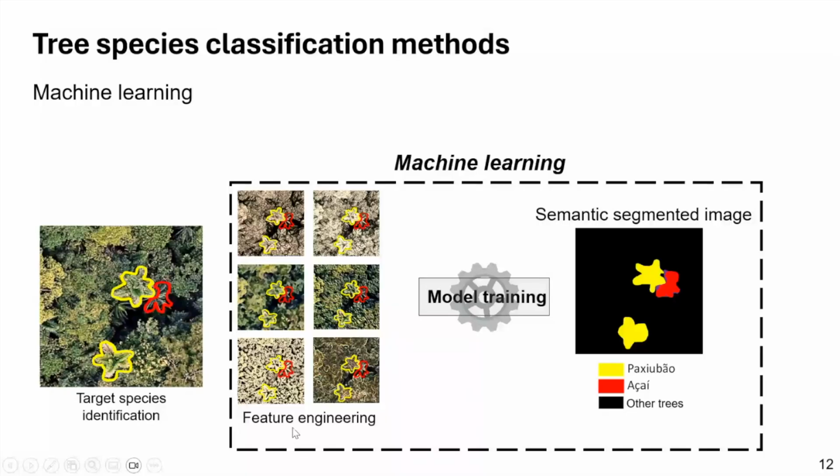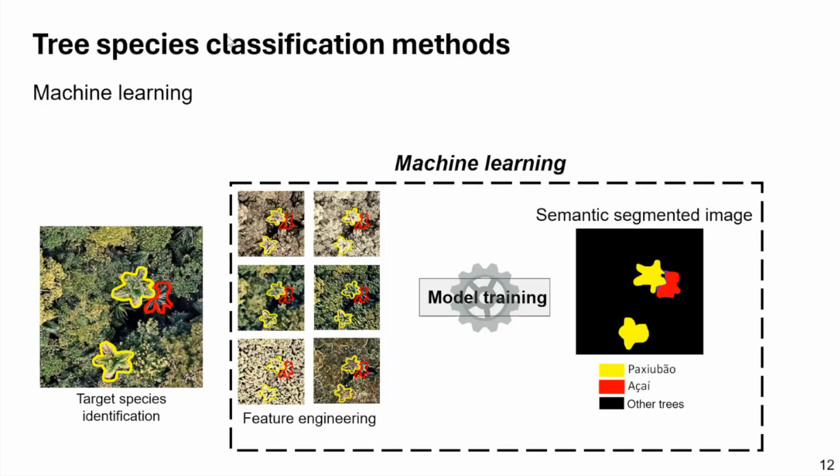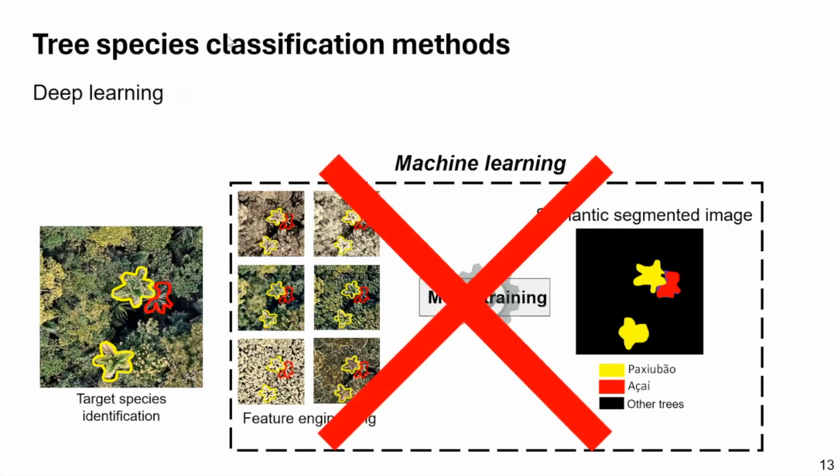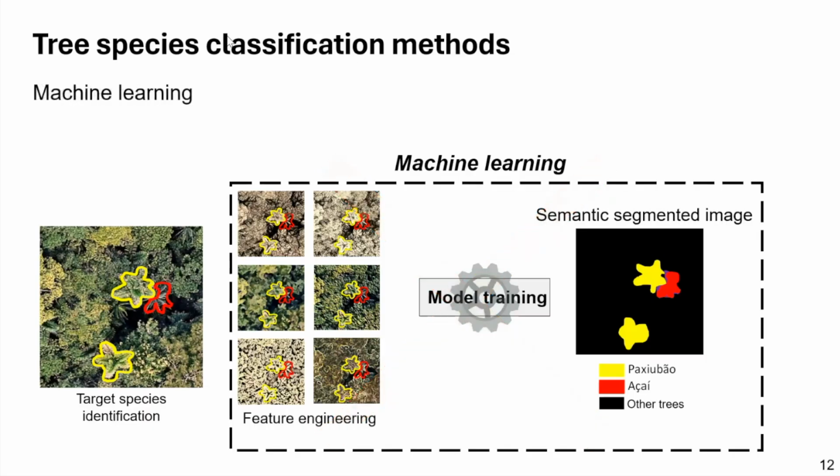We will have hundreds of feature extraction methods, and you also have hundreds of different classifiers that can use these features to discriminate and label the pixels of the image. Here we refer to this process of feature engineering, model training, and semantic segmentation as machine learning.